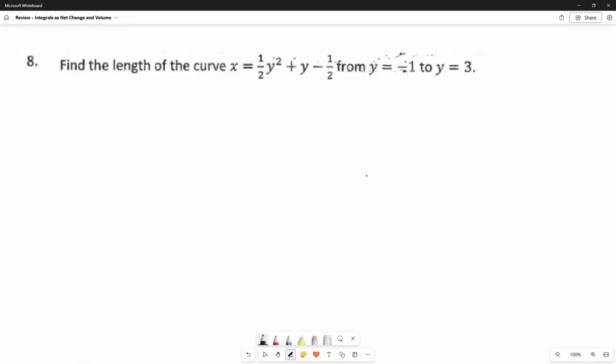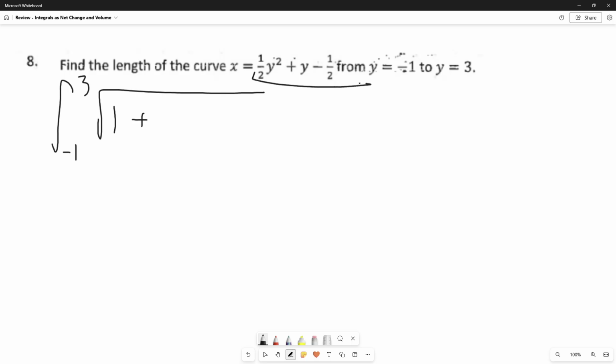Number 8 is find the length of the curve x equals 1/2 y squared plus y minus 1/2 from y equals -1 to y equals 3. And even though for this one x is a function of y, our domain is still from a y value to a y value, so we can just swap the y's and x's and everything would work the same. So the definite integral would be -1 to 3 of the square root of 1 plus the derivative of a function squared. So we have to find the derivative of this part.